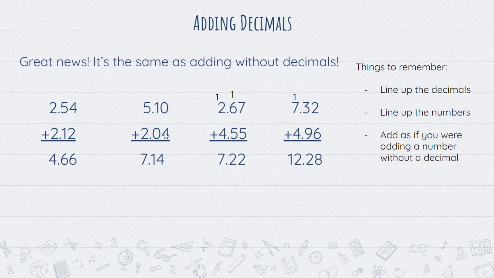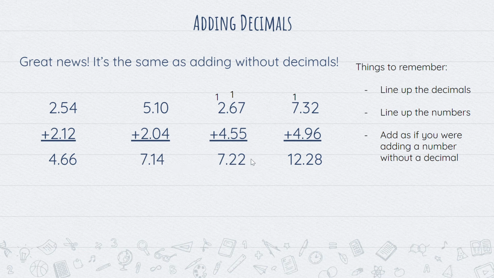Over here we have 0 plus 4 gives us 4. 1 plus 0 gives us 1. Then we put our decimal there because that's where they line up. And then we go 5 plus 2 equals 7 to give us an answer of 7 and 14 hundredths.